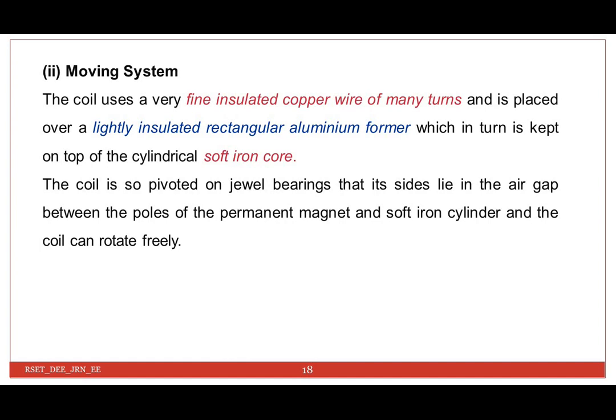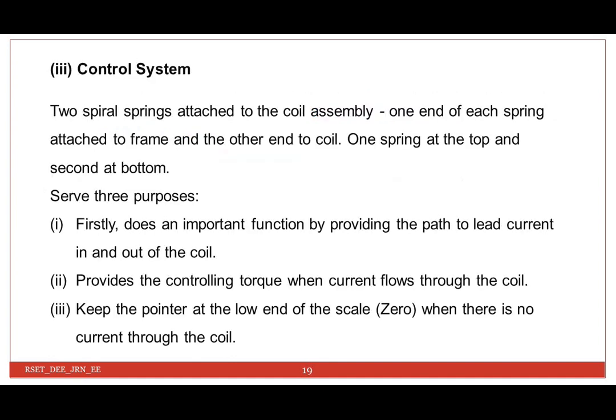The coil is pivoted on jewel bearings so that its sides lie in the air gap between the poles of the permanent magnet and the soft iron cylinder, and the coil can rotate freely within the magnetic field. Now let us see the control system.